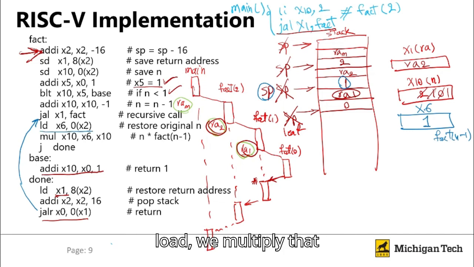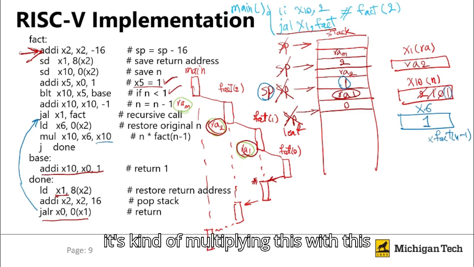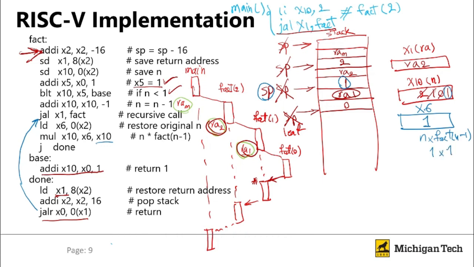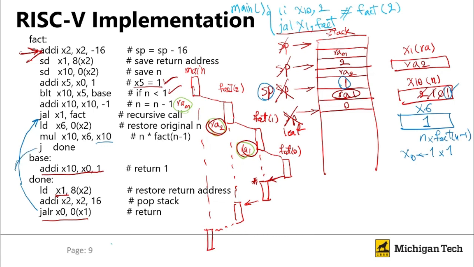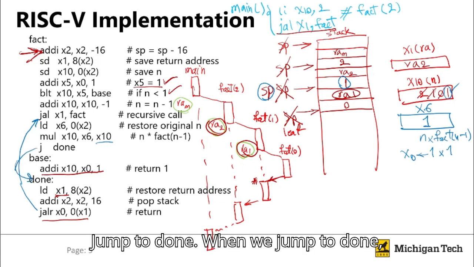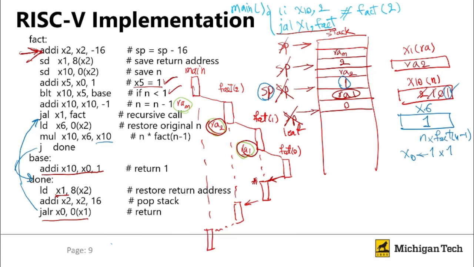We multiply that with x0, x5, x10. Sorry, x10 was 1. So it's multiplying this with this 1, multiply 1, put it in x10. So x10 is still 1, okay? And then jump to down.